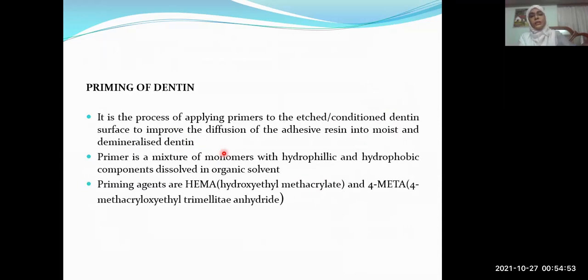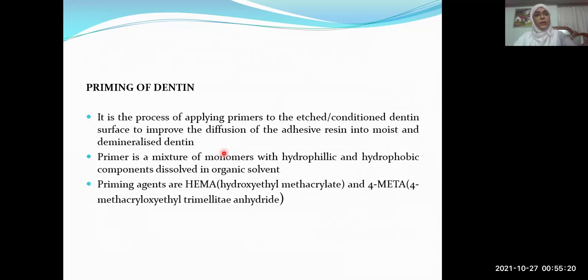So followed by etching, what you have to do is a priming or conditioning. You are going to apply a primer to the already etched or conditioned dentin. Why? To improve the diffusion of the resin into this moist demineralized dentin. So already you have demineralized the dentin, you have etched the dentin. Now you're going to prime the dentin so that it's easier for the adhesive resin to penetrate.